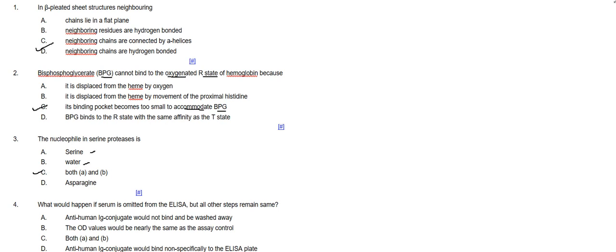Okay. Next is, what would happen if serum is omitted from the ELISA but all other steps remain the same? If serum is omitted, anti-human Ig conjugate would not bind and will be washed away. Anti-human immunoglobulin conjugate would not bind and it will be washed away, and the OD values would be nearly the same as the assay control. Okay, so both the options are correct. Answer will be number C.